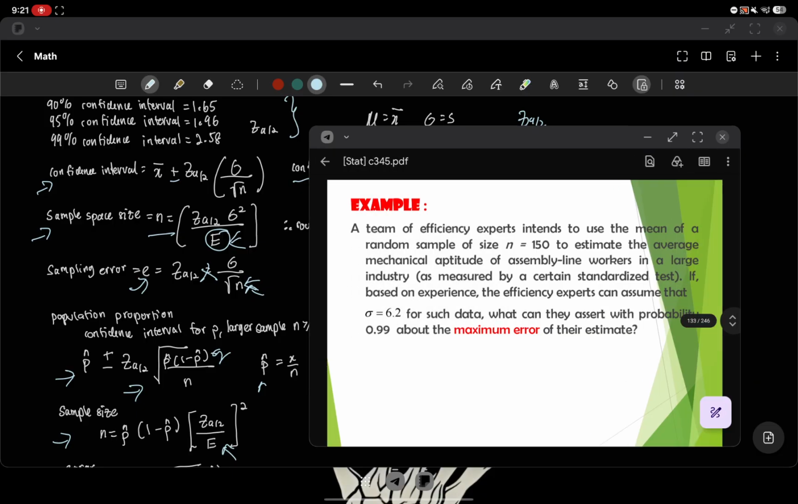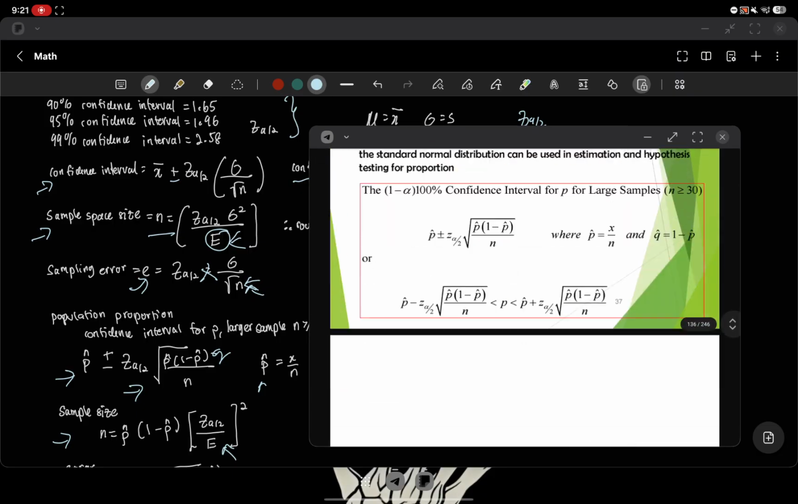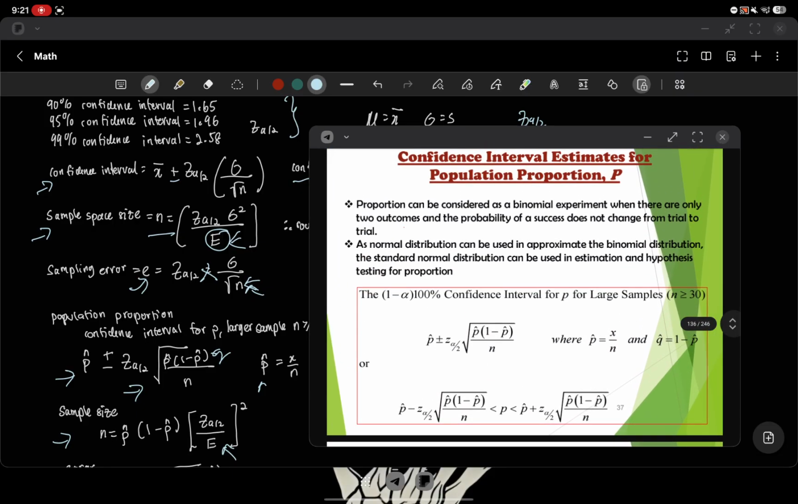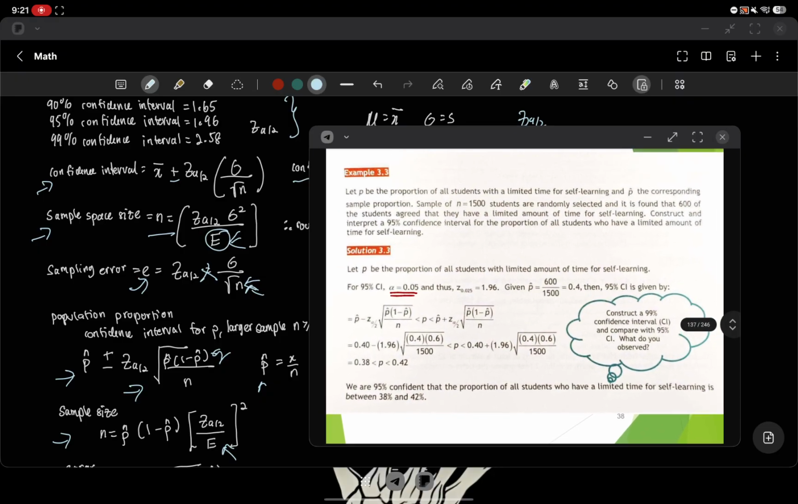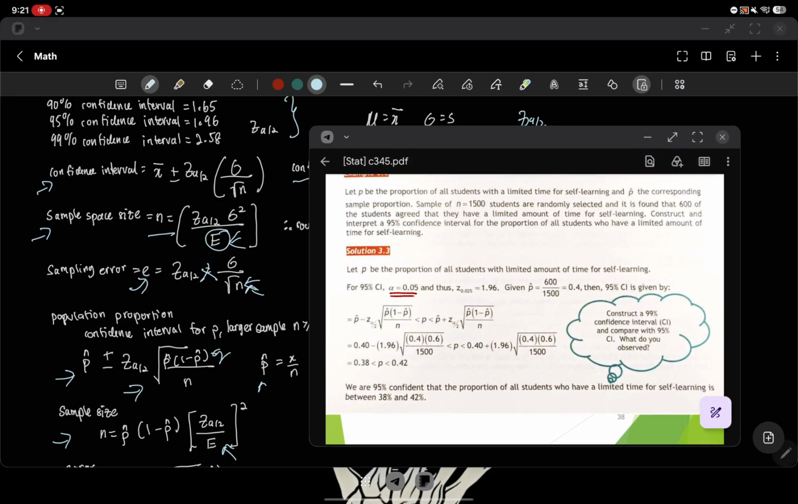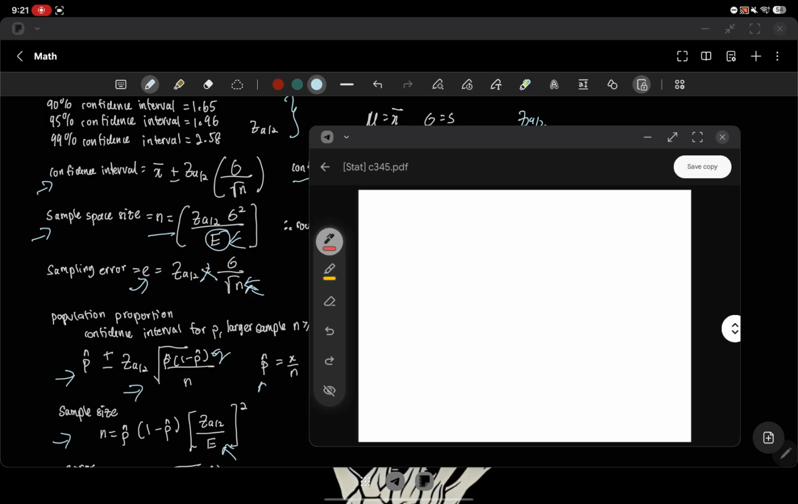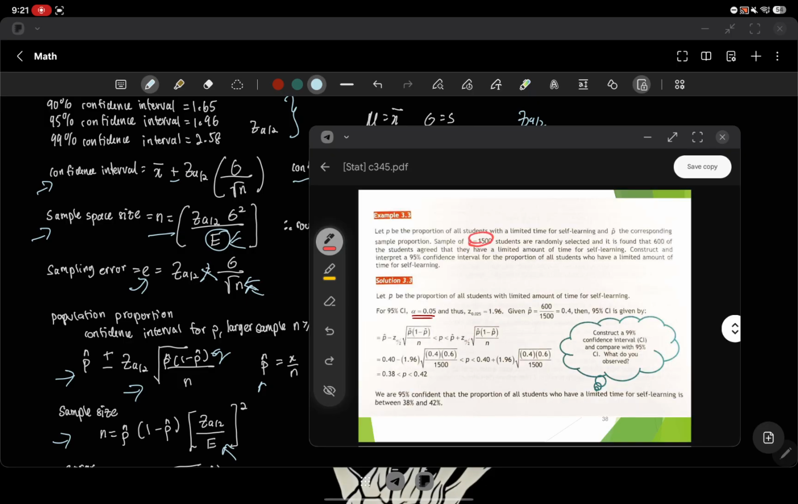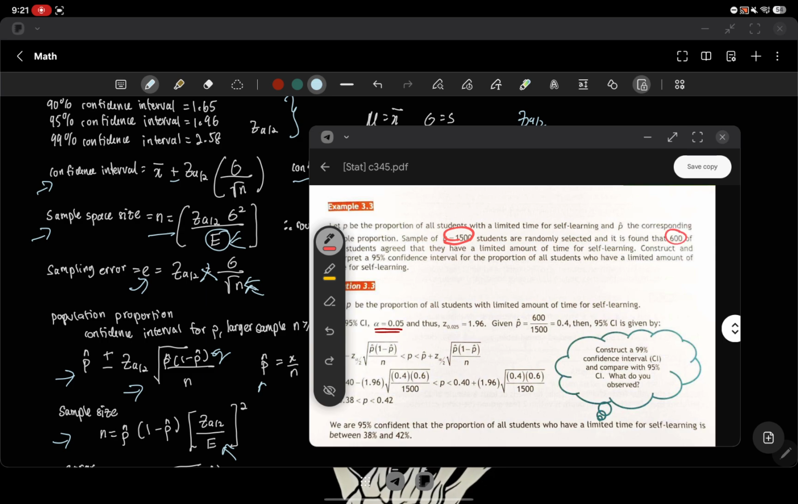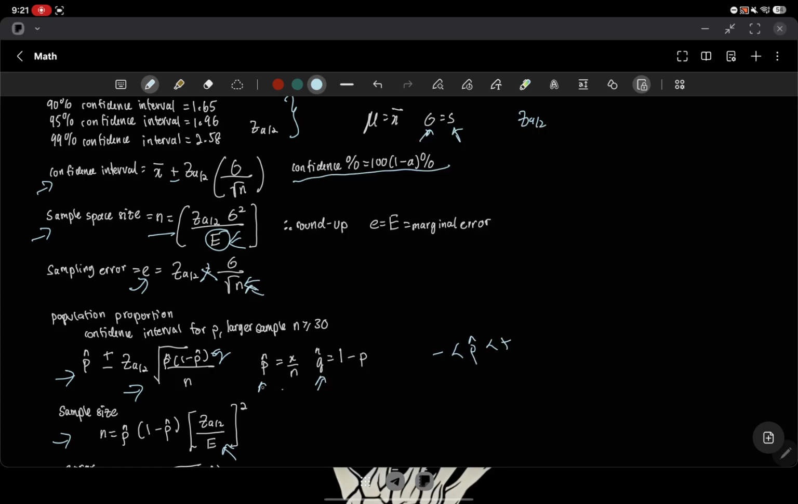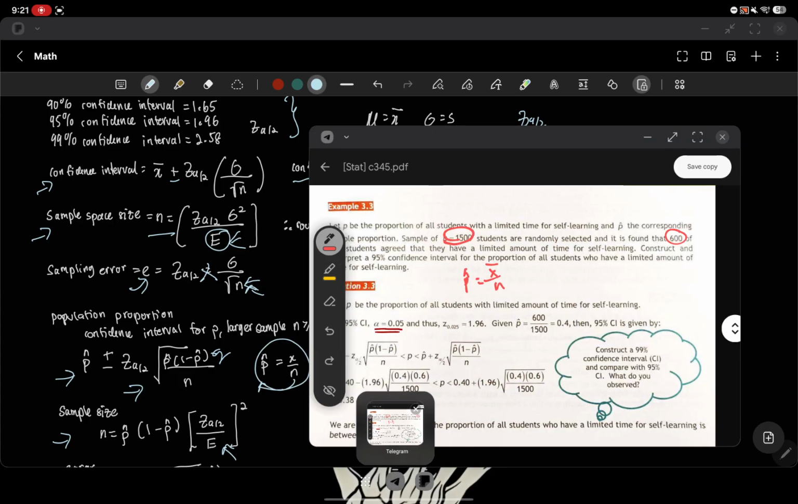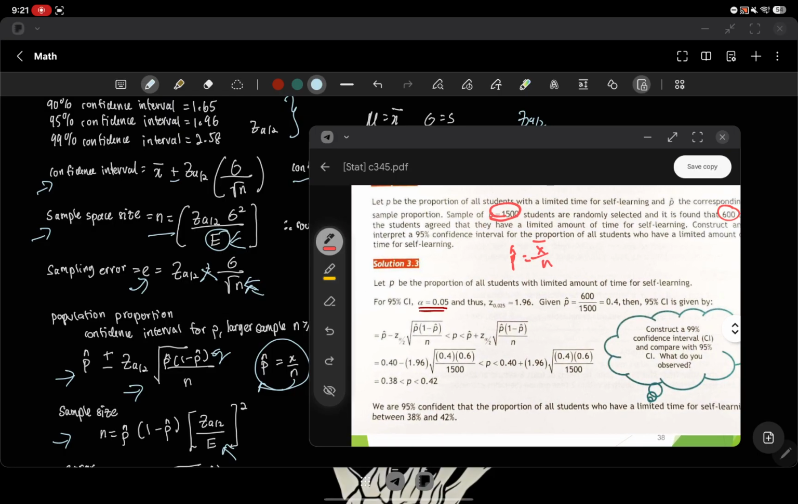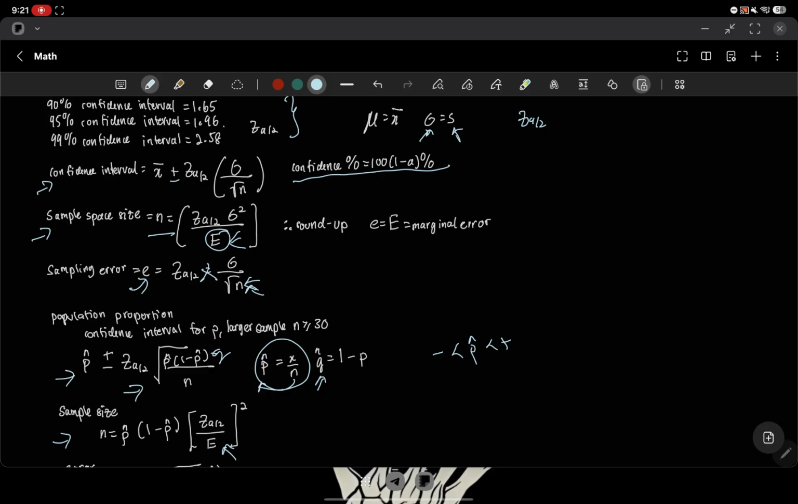Alright, next we would be seeing one. This is for the proportion. Now for this question, if we see, we have our sample here, then we have 600. In order to find the p, we need to take our mean per n. So this is the formula. Now in that case, we know that 95% is 1.96.